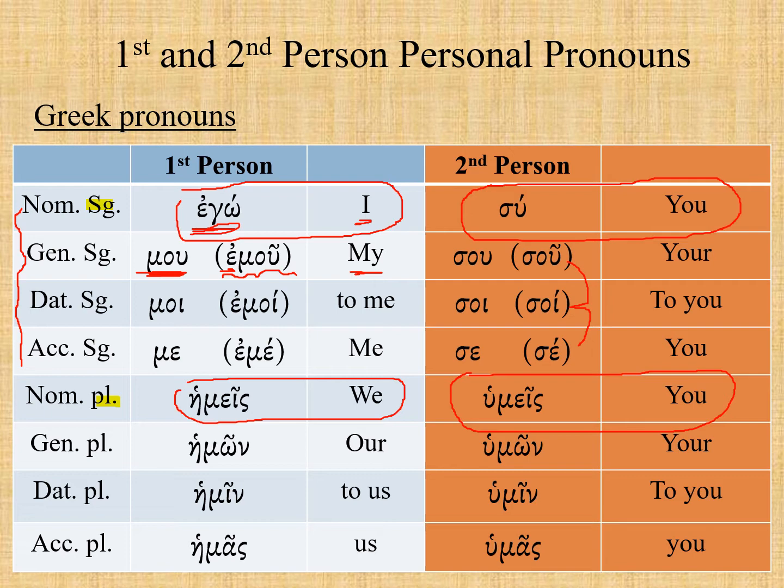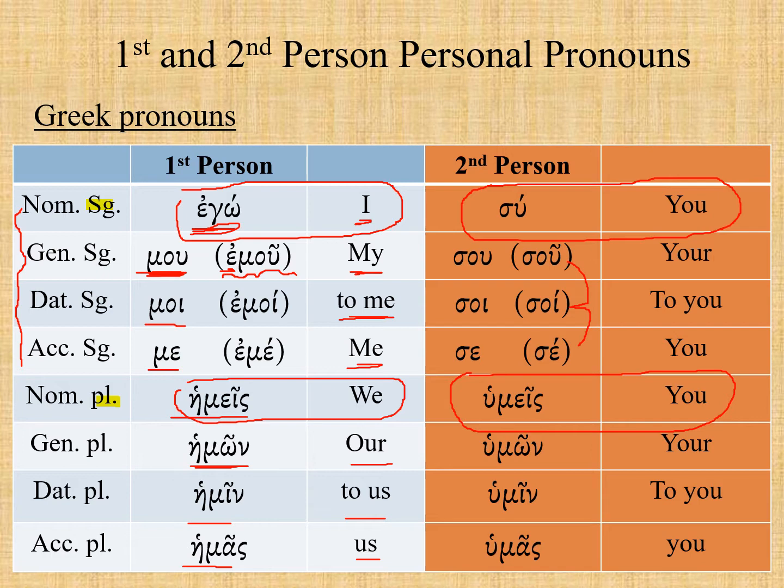Then the dative singular, which we would translate to me or for me or even in me, would be moi, and then the direct object accusative singular would be me. So in Greek, me. And the plural forms correspond as well. Hemeis is we, hemon is our, hemin is to us or in us or for us, and hemas is us.